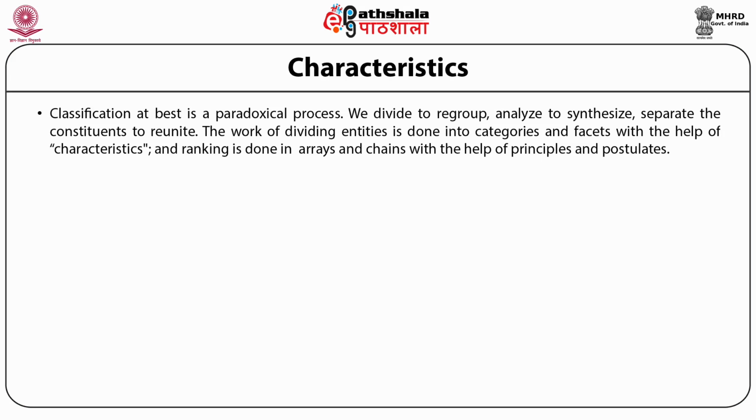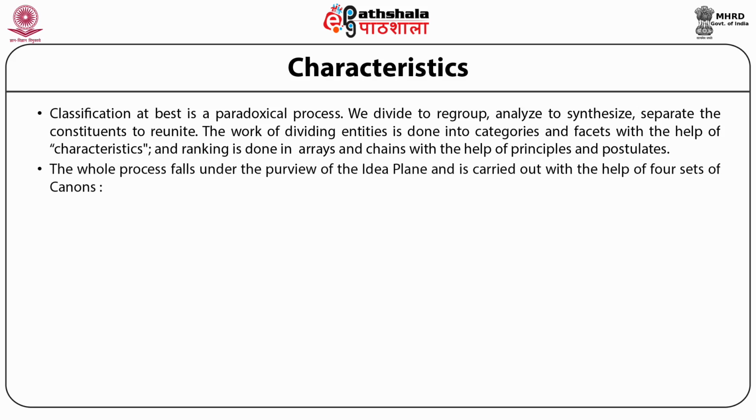Characteristics. Classification at best is a paradoxical process. We divide to regroup, analyze to synthesize, separate the constituents to reunite them. The work of dividing entities is done into categories and facets with the help of characteristics, and ranking is done in arrays and chains with the help of principles and postulates. The whole process falls under the purview of the idea plan and is carried out with the help of four sets of canons as follows.